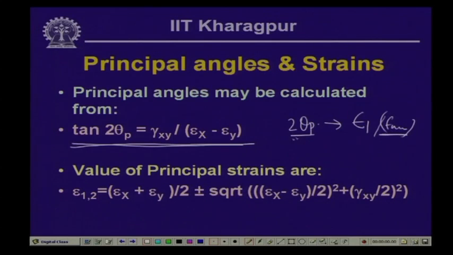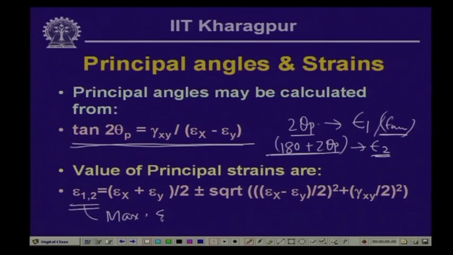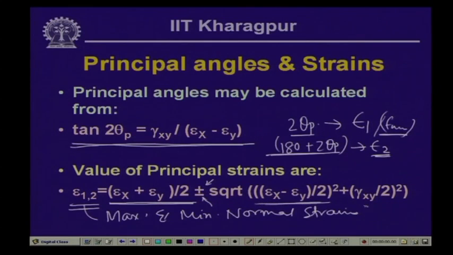Now, if we substitute 180 degrees plus 2 theta p as the other angle and substitute for cos and sin, we can get the value of epsilon 2. So, epsilon 1 and epsilon 2, the maximum and the minimum normal strain, are given as (epsilon x plus epsilon y) by 2 plus minus, where plus is for epsilon 1 and minus is for epsilon 2, the square root of [(epsilon x minus epsilon y) by 2] square plus [(gamma x y) by 2] square, as we have derived just now.